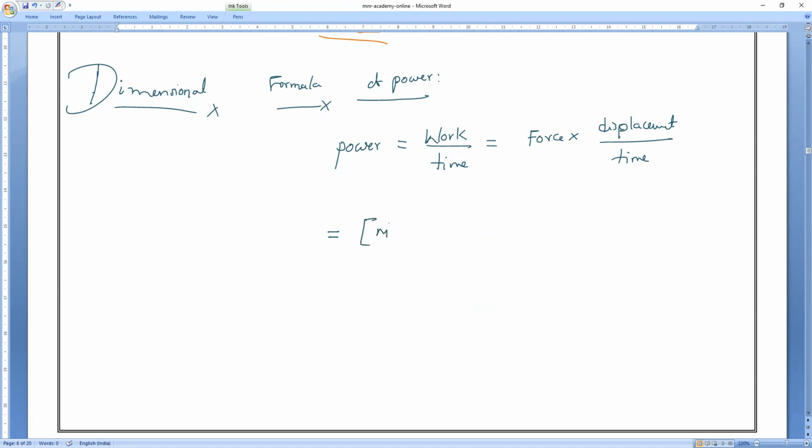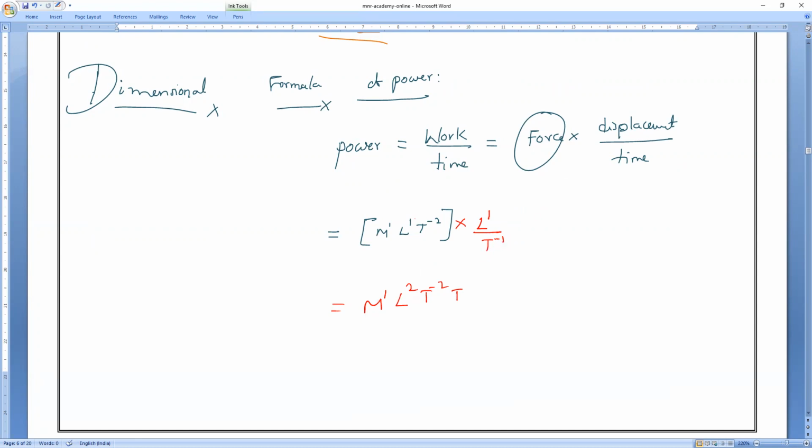M power 1, L power 1, T power minus 2. By this time, everybody should know the dimensions of force because this is the third time I'm repeating. So M power 1, L power 1, T power minus 2, into dimensions of displacement, which is L power 1, and divided by time, which is T power 1. This turns into M power 1, L power 2, T power minus 2, and the division comes up.